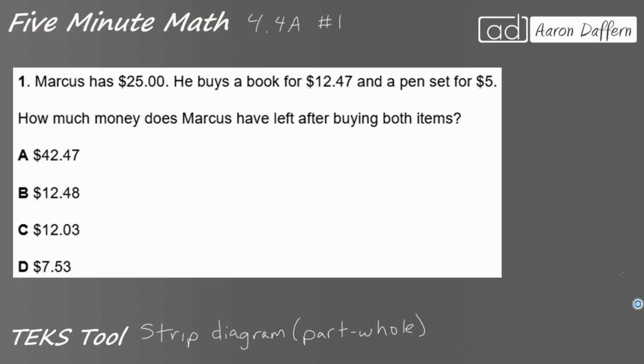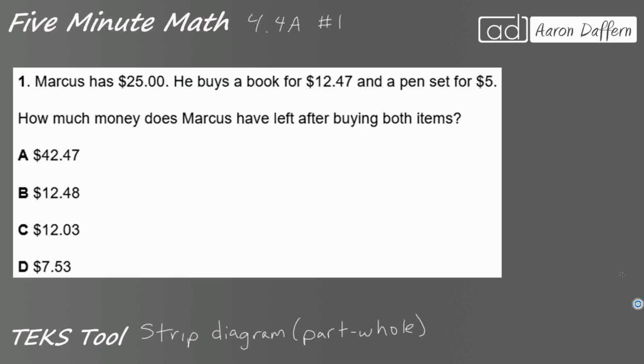Today we are looking at the TEKS tool strip diagram, part-whole relationship. We're working with a problem related to TEKS 4.4a, and we will solve it in 5 minutes or less. If you haven't done so already, please take a moment to pause the video, work this problem out on your own, unpause it, and we will look at our answers together.